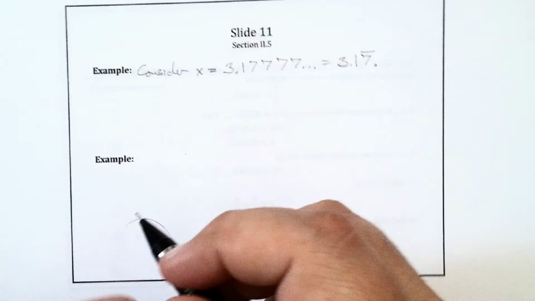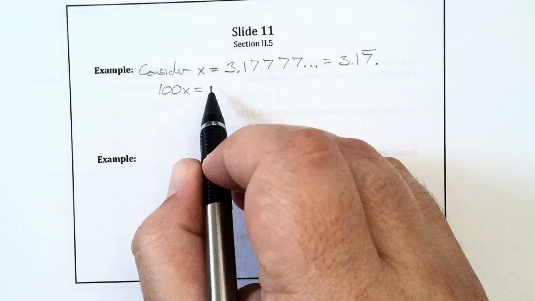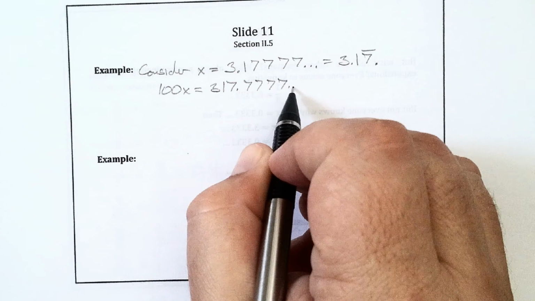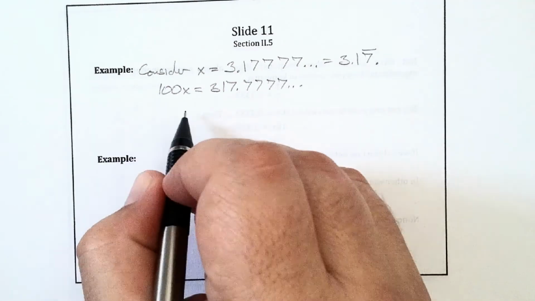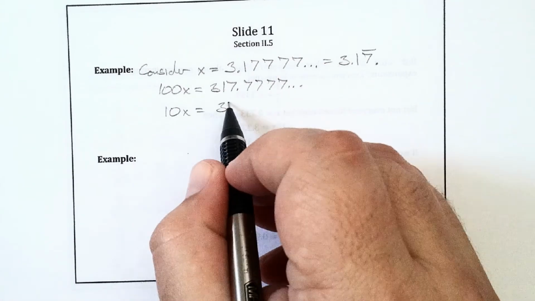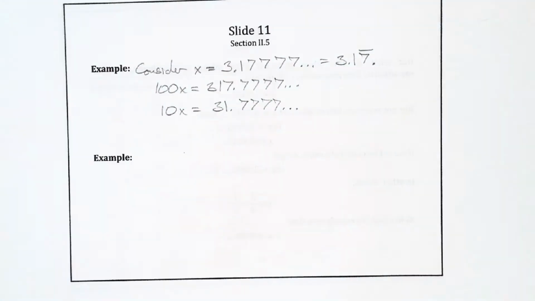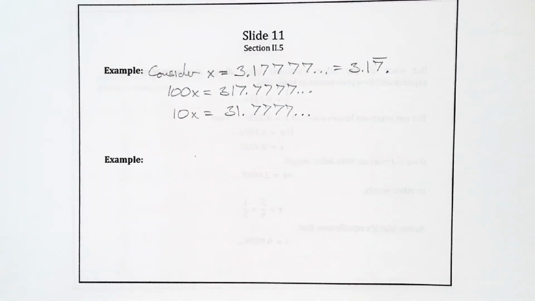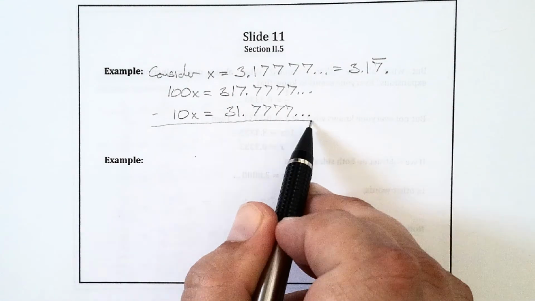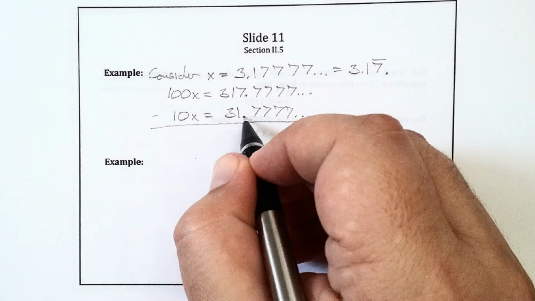So I'm going to begin with 100 times x, which would be 317.7777 dot dot dot. And then 10 times x is 31.7777 dot dot dot. The reason I did those 2 powers of 10 is I knew that they would both have that repeating tail of 7's past the decimal point, and that's all that they have past the decimal point.